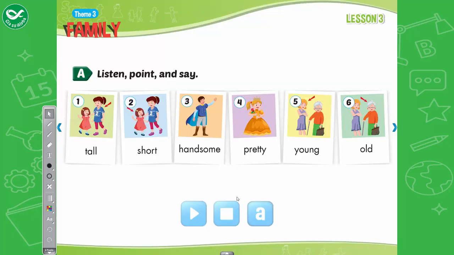A. Listen, point, and say. 1. Tall. 2. Short. 3. Handsome. 4. Pretty. 5. Young. 6. Old.